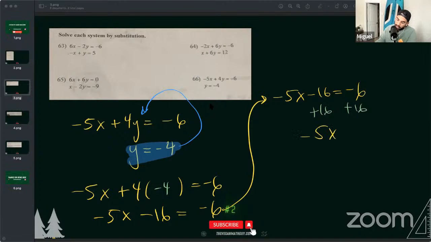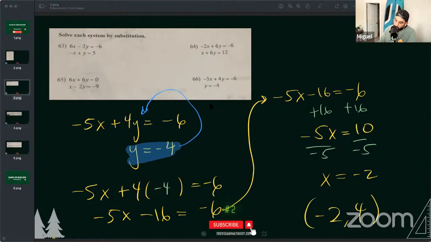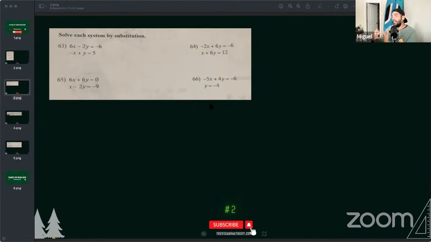That gives us -5x is equal to +10. In order to solve for x, we divide by -5, which gives us x equals -2. So that's kind of nice. We were given the y value, and now we found the x value, so the answer is -2, -4. Awesome. All right, that finishes this slide.